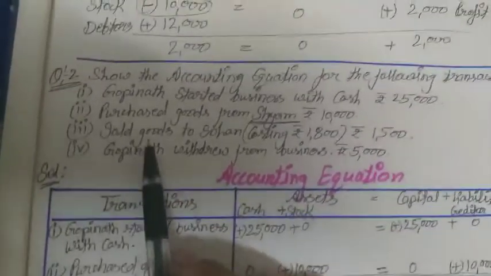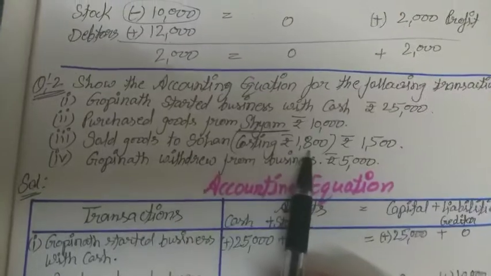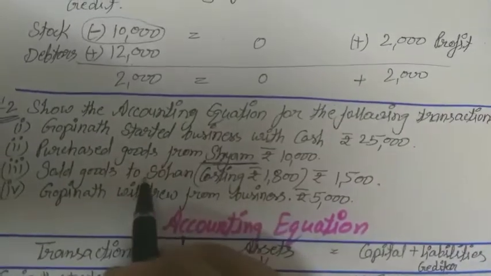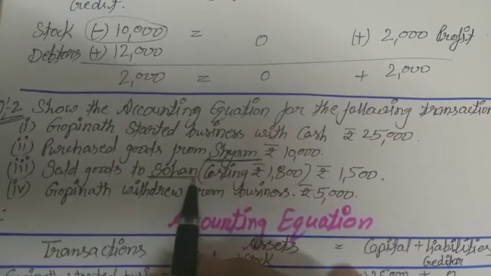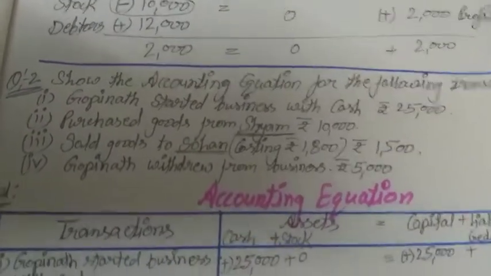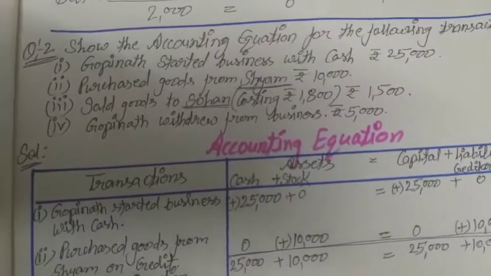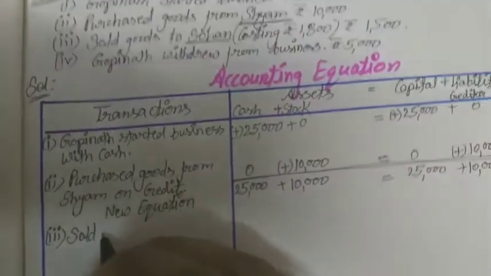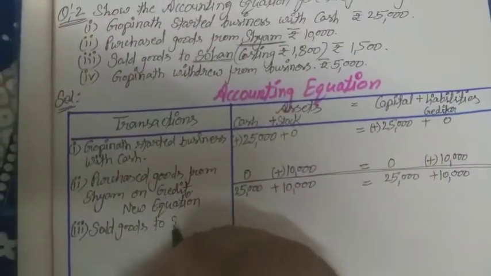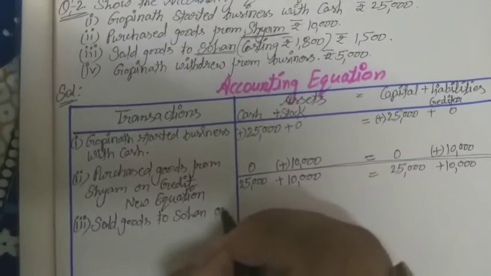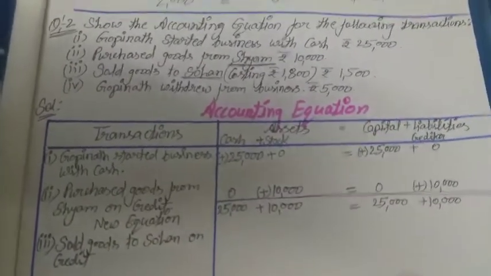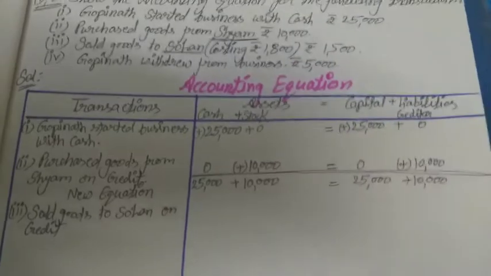Third transaction: sold goods to Sohan costing rupees 1800, for rupees 1500. Here once again there is only a name, no cash, and credit is given in this transaction. So this transaction will also be on credit basis. First of all we write the transaction here: sold goods to Sohan on credit.